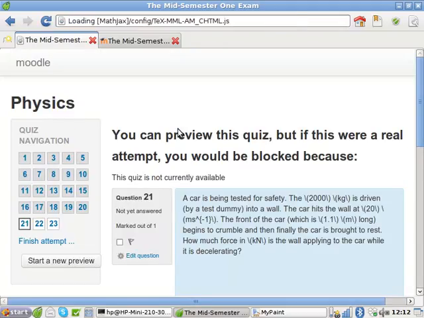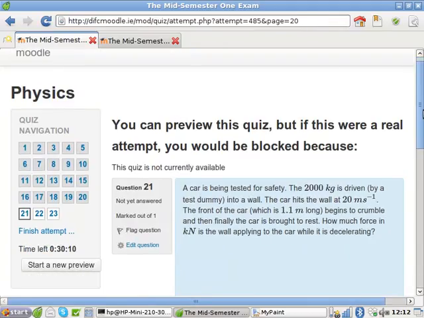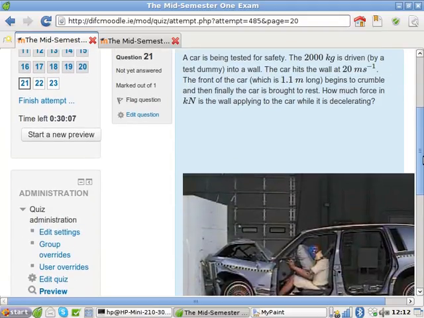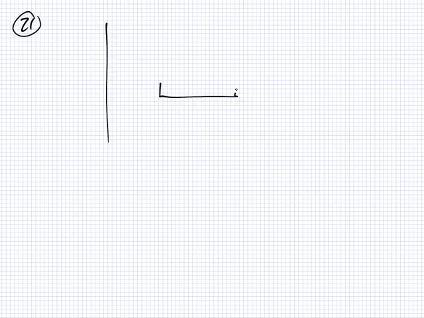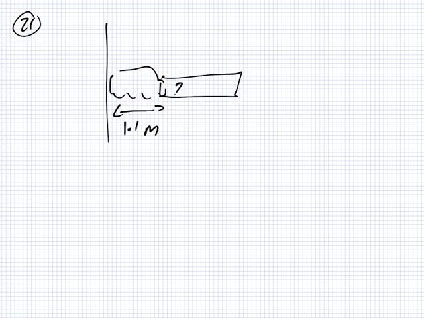That one was a hard one. A car is being tested for safety. The 2,000 kilogram car is driven by a test dummy into a wall. The car hits the wall at 20 and the front of it crumples. There's the wall, there's the car, and the front of the car crumples over a distance of 1.1 meters. The car was 2,000 kilograms, and the speed when it hit the wall was 20.